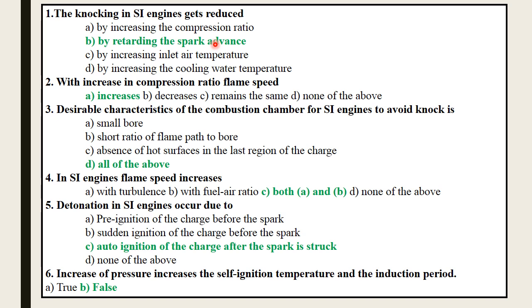Now second, with increasing compression ratio, the flame speed: options are increases, decreases, remains the same, none of the above. The correct option is increases. Why? A higher compression ratio increases the pressure and temperature of the working mixture, and it decreases the residual gases. These favorable conditions reduce the ignition lag of the combustion. Hence less ignition advance is needed.